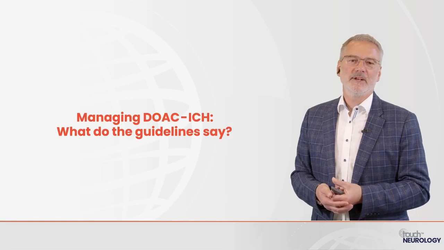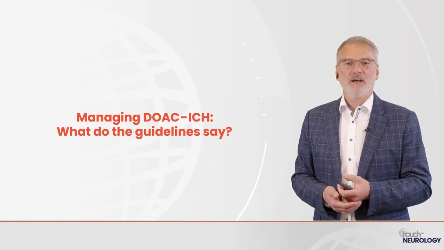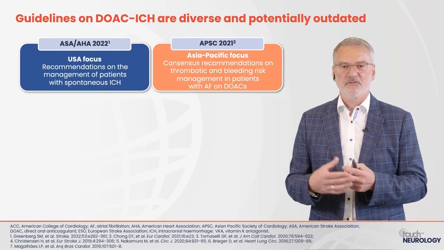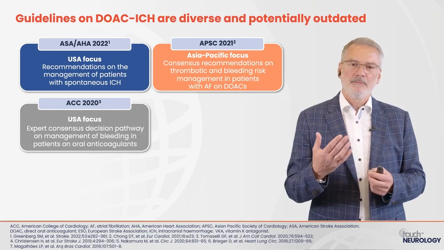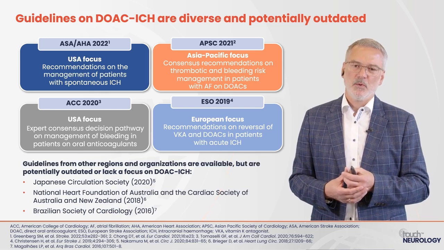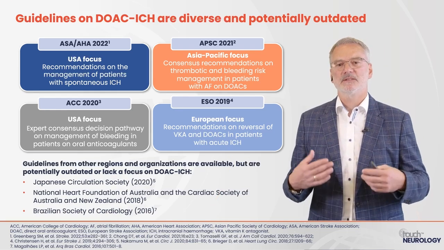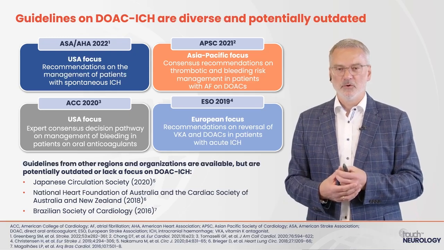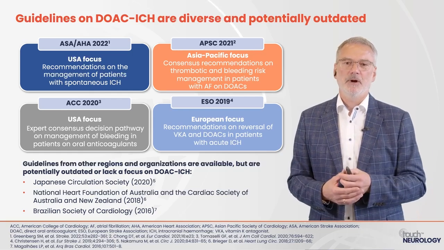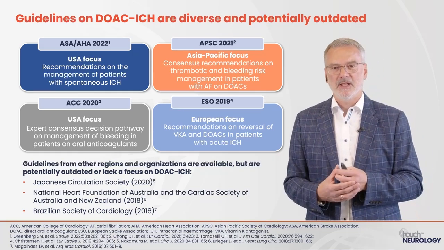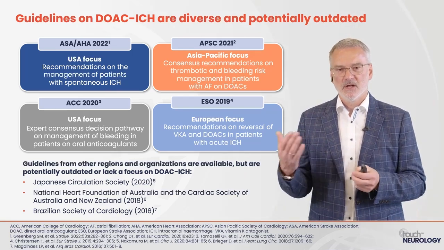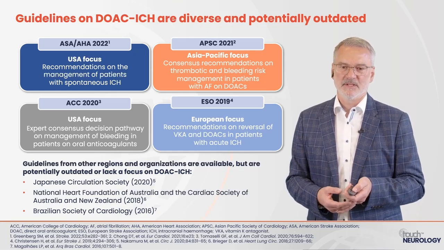So for the management of DOAC-related ICH, let's see what the guidelines say. And here are listed some examples for existing guidelines from all over the world. So ASA, AHA, APSC, ACC, ESO guidelines. They are diverse, and please be aware that they might be potentially outdated because, as I pointed out, we have had the report of the ANNEXA-I study only on a congress abstract so far, but there will be a full publication expected in the next couple of months. So watch out for those data. But obviously, by definition, those data cannot be part of the guideline statements yet.